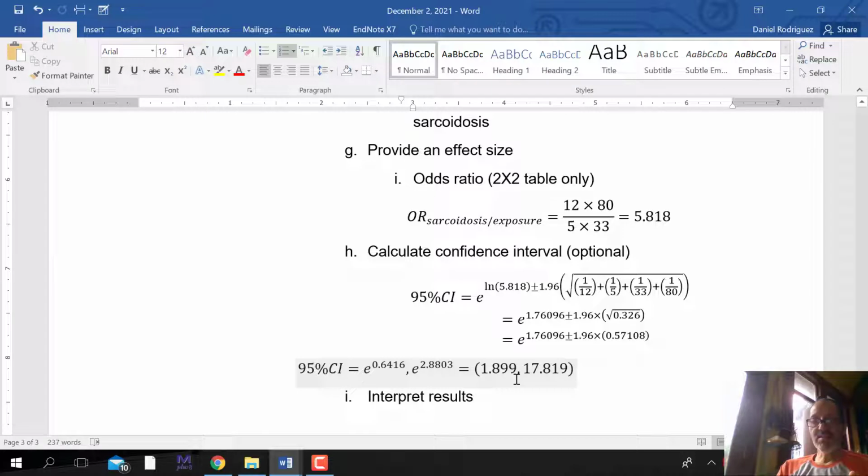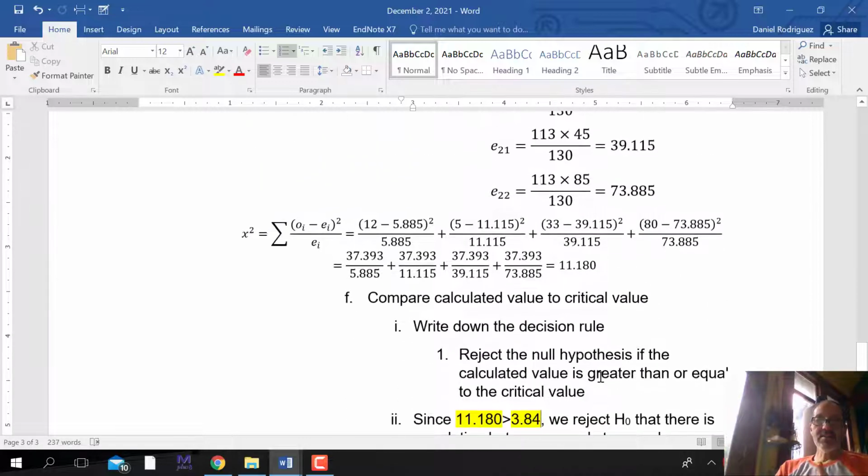This doesn't include 1, both of these values are above 1, and 1 means that there's no relation because an odds ratio is a ratio of odds. If it was 1, that means the numerator and the denominator would be equal. So since this doesn't include 1, we know that we have a significant relation, which verifies what we found with our chi-square test.